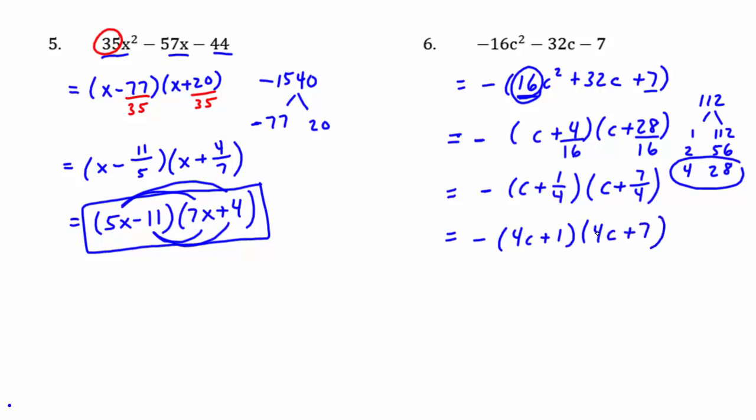4c times 4c is 16c squared. There'll be a negative in there. 28c plus 4c is 32c. We want to multiply by negative 1 to be negative 32c. And 1 times 7 is negative 7. Well, it's positive 7, but the negative will make it negative 7. So this does work. And this is our final answer for this problem.